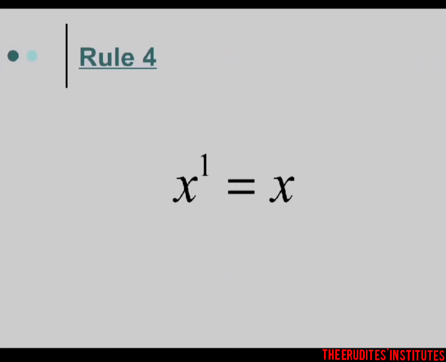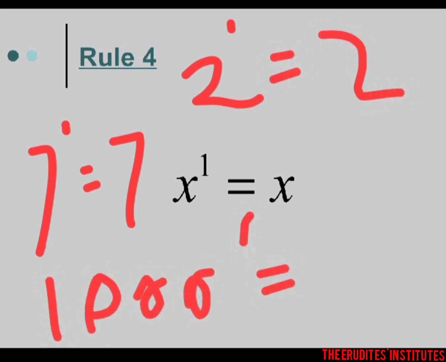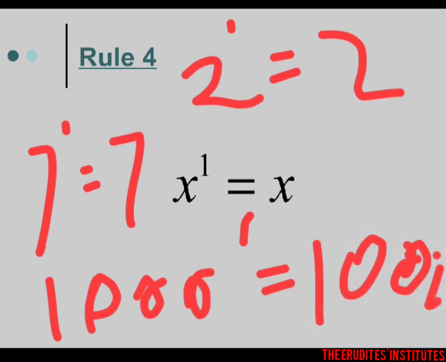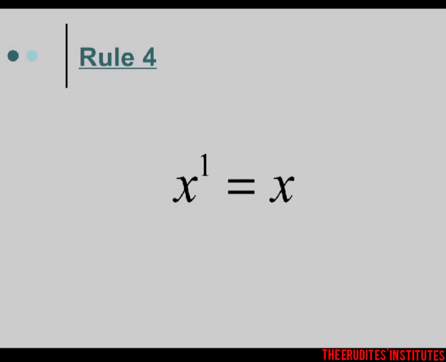Now, these rules are what we refer to as the properties of indices. Any number raised to the power 1 is equal to that number itself. So 7 raised to the power 1 equals 7, 2 raised to the power 1 equals 2, and 1000 raised to the power 1 is still 1000. So every number that exists on its own, such as 1, 2, 3 till infinity, has a power of 1. Ideally every whole number has a power of 1. Let's keep that in mind.